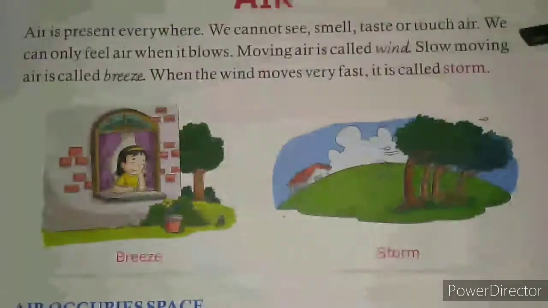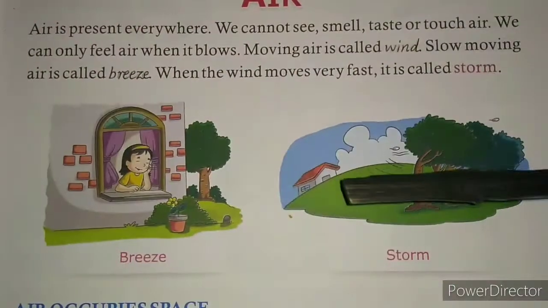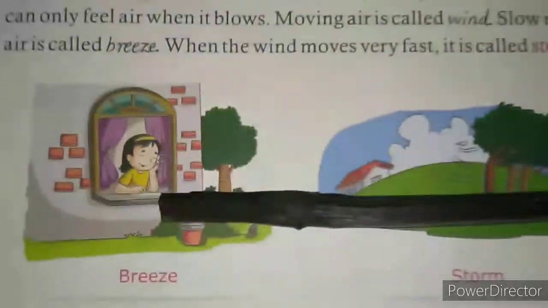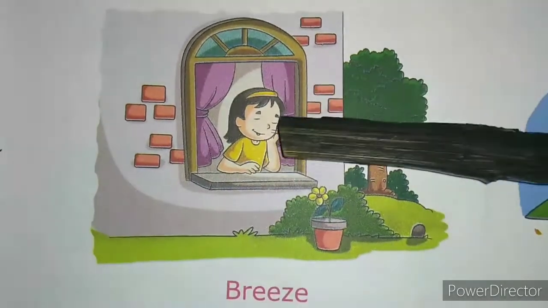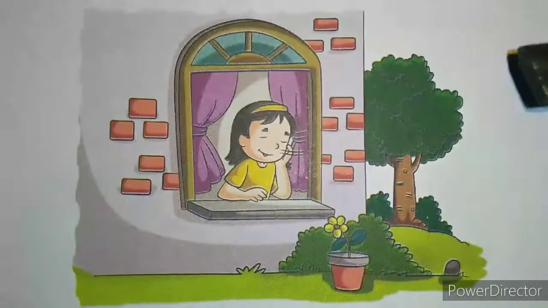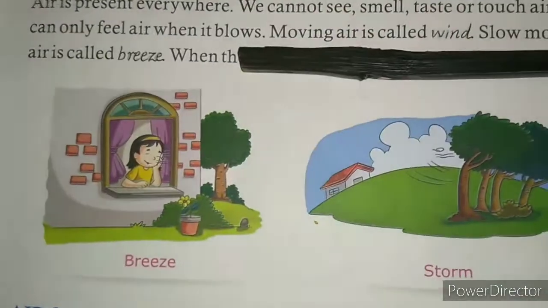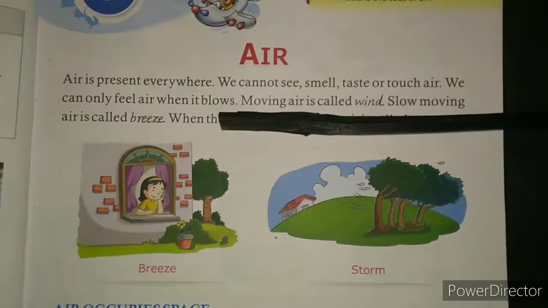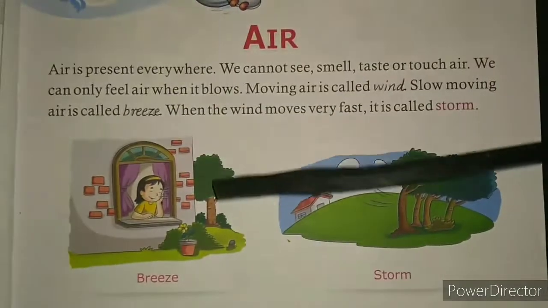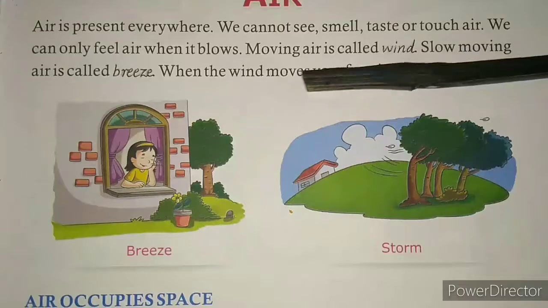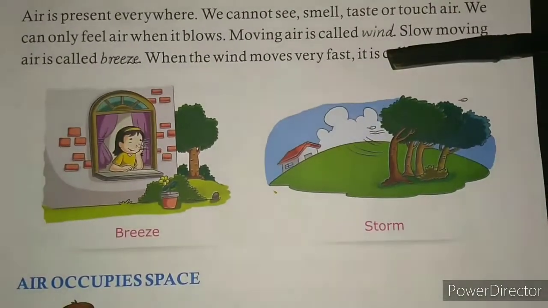Now, we can only feel air when it blows. As you can see in this picture, this girl is standing near the window and feeling air. But when can we feel air? When it blows. So, when the air blows, it is called wind. Blows means moves. When the air moves, then it is called wind. W-I-N-D. Now, wind is of many types.